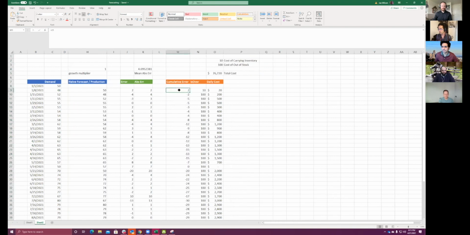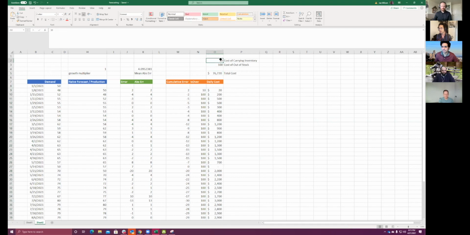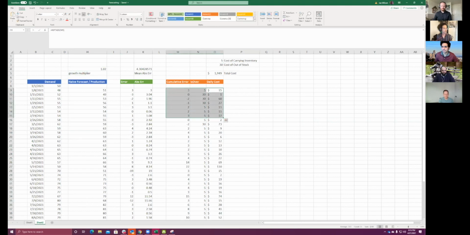If I run out of inventory, then I want to take the amount that I ran out of and multiply it by 100. And if I'm carrying inventory, then I multiply it by 10 per unit. At the end of the year, how much was my cost? 76,000. Okay, that's terrible. What if we can massage this number? What if this number was, let's say, 5 and 30? Okay, still not good. All right, taking this naive forecast method, what if I do like 1.01? Does that make it better? Okay, what about 1.02? Okay, I promise I'm going somewhere with this.